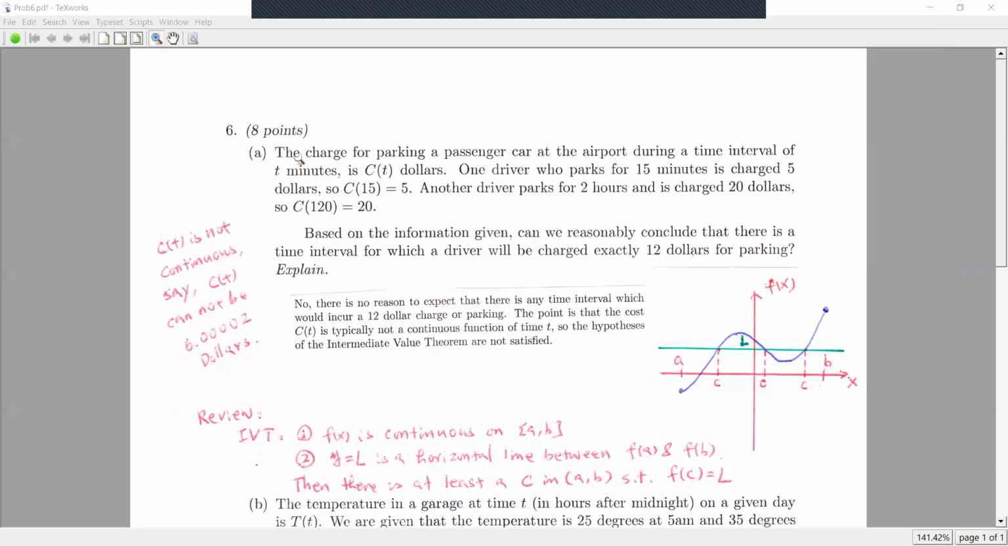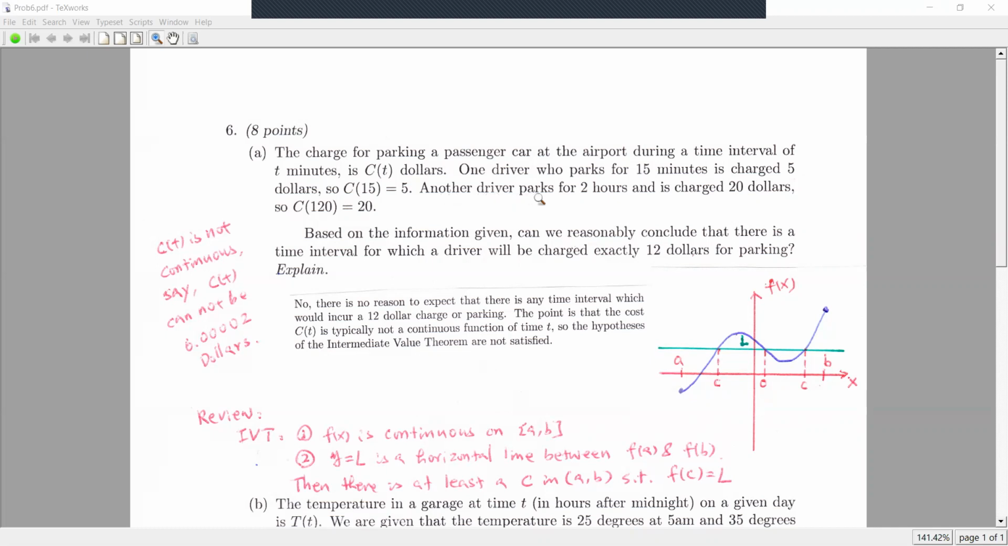Now, part A. The charge for parking a passenger car at the airport during a time interval of t minutes is C(t) dollars. One driver who parks for 15 minutes is charged $5. So C(15) is 5. Let me use this diagram. Now, the point a is 15. Function value at a is 5.